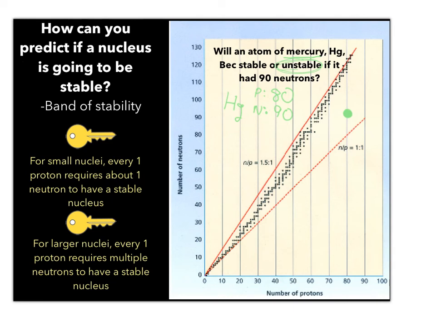In order for it to be stable, it has to be inside of this band of stability, not the red lines, but this black dotted line right over here. So if we wanted mercury to be stable, you can see that with an atomic number of 80, it has to be somewhere around this range, where it's like 120 neutrons for every 80 protons that it has.